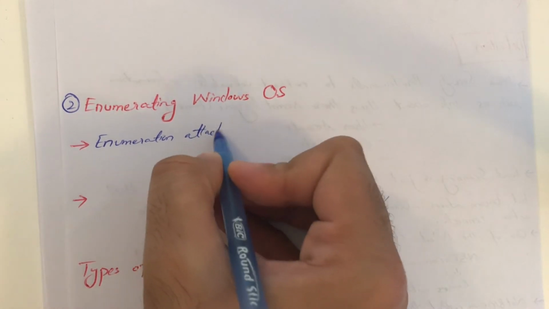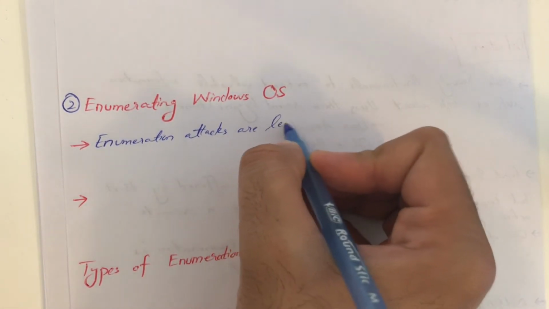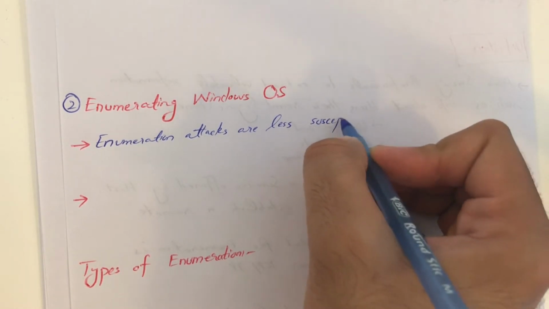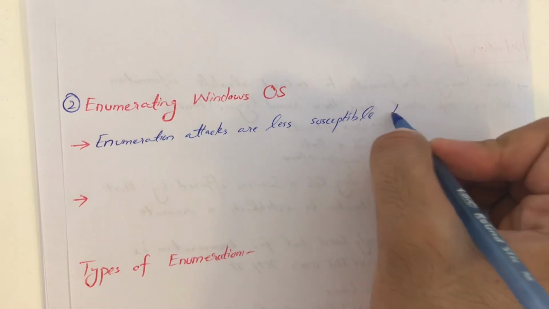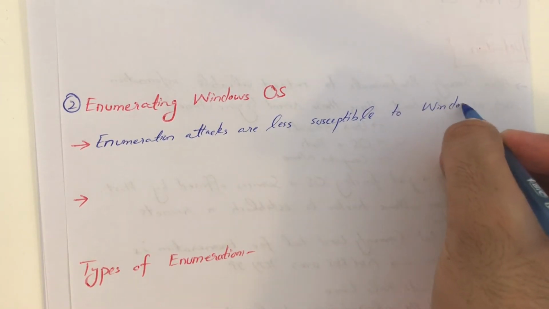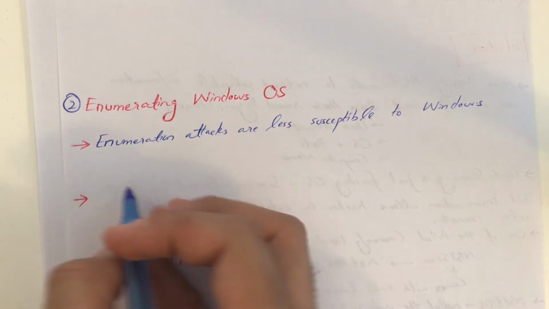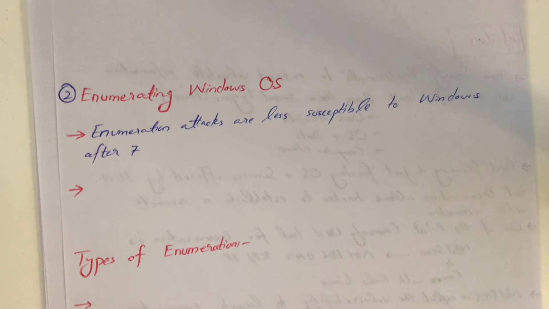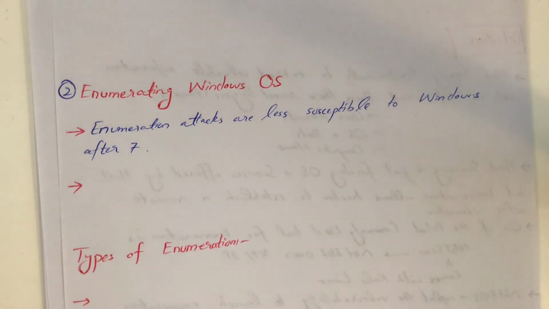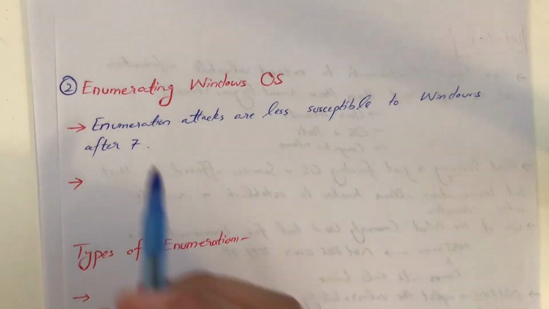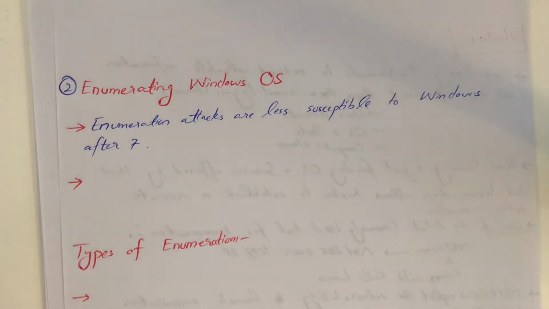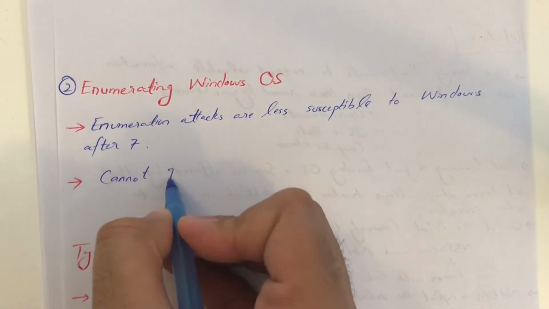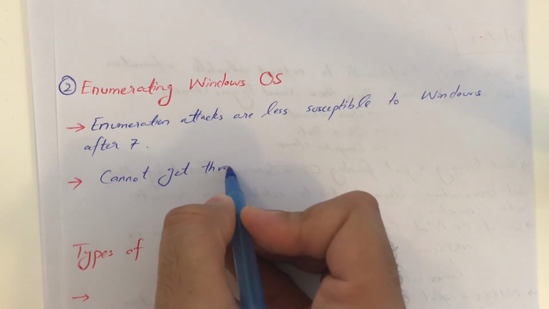Enumeration attacks are less susceptible to Windows after 7, like 8 and 10. It's very hard. For example, if you use Windows 8 or Windows 10, it's very hard to actually get through. So it's not that simple. You cannot get through if you use Windows 8 or Windows 10.